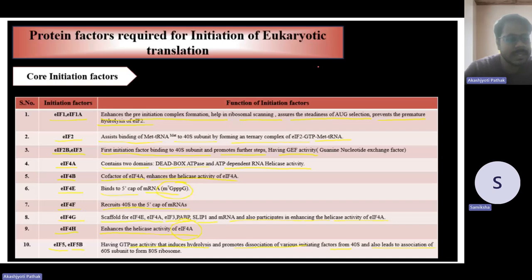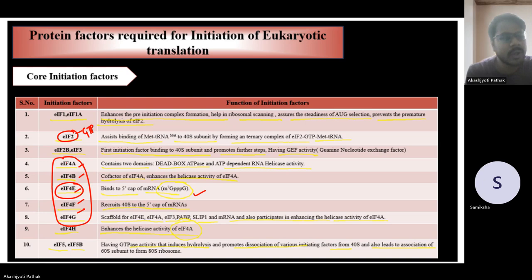So you see the questions here. This is actually a summary. EIF4E binds to the 5 prime cap of mRNA. So remember a few initiation factors, EIF4E. Then EIF2, remember that EIF2 remains bound to GTP and it is involved in recruiting the initiator tRNA. Then all these EIF4A, 4B, 4E, 4F, 4G, all these initiation proteins were all involved in bringing the mRNA to the 43S initiation complex, right?